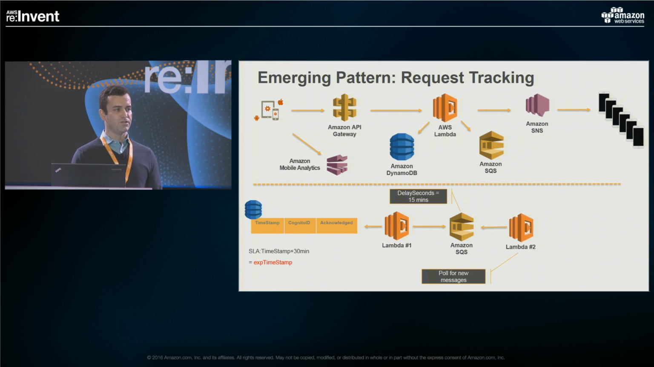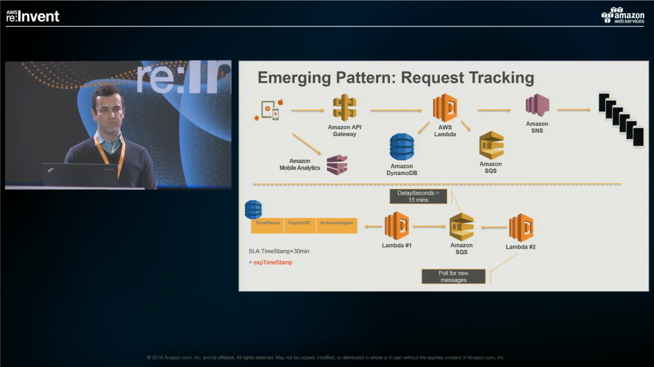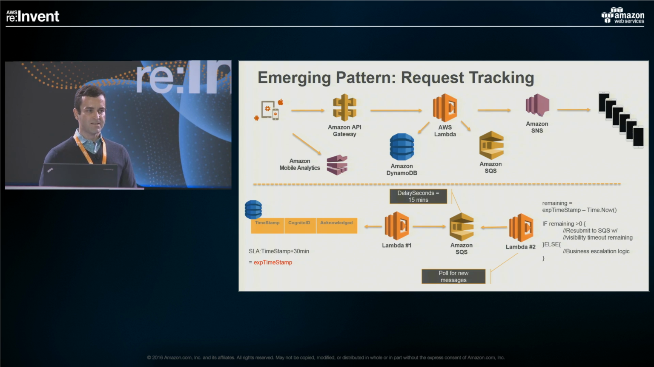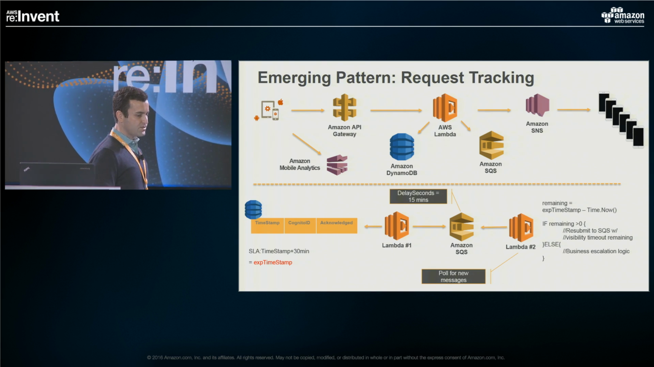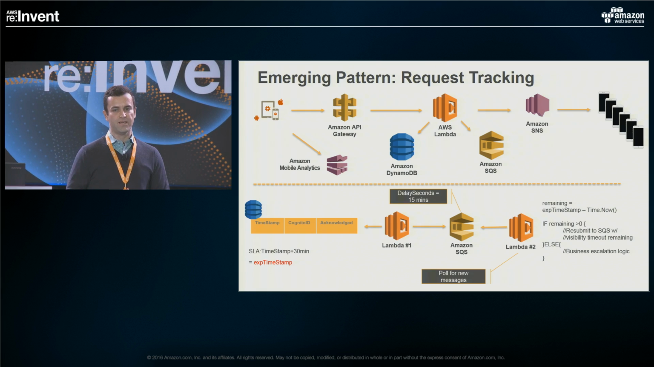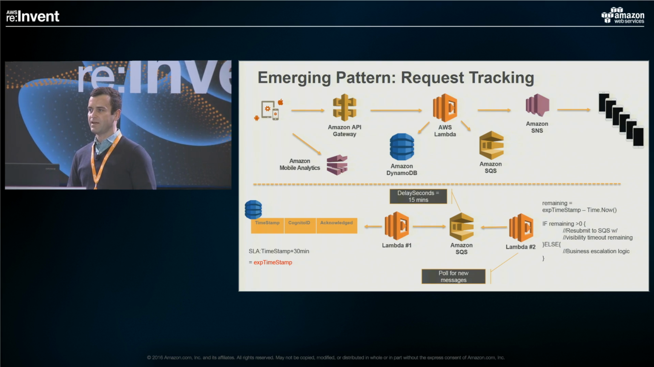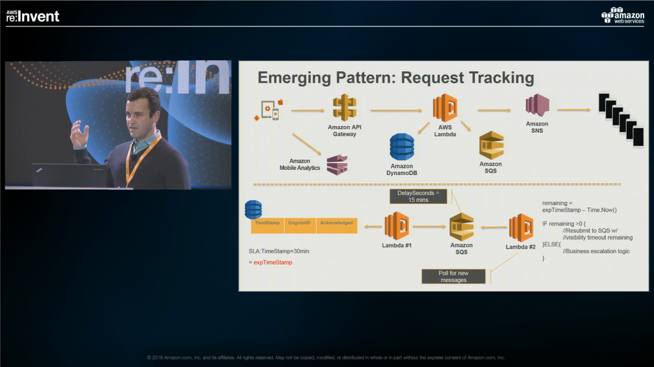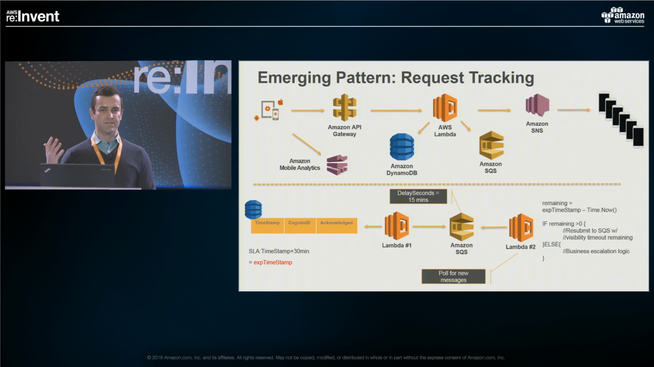At that point, you would use the scheduled task functionality of Lambda, or maybe another polling process in the back end, and do some basic business logic. Is there time remaining or not? If there is, resubmit to SQS because you've still got less than 30 minutes. If not, do your business logic escalation from there.